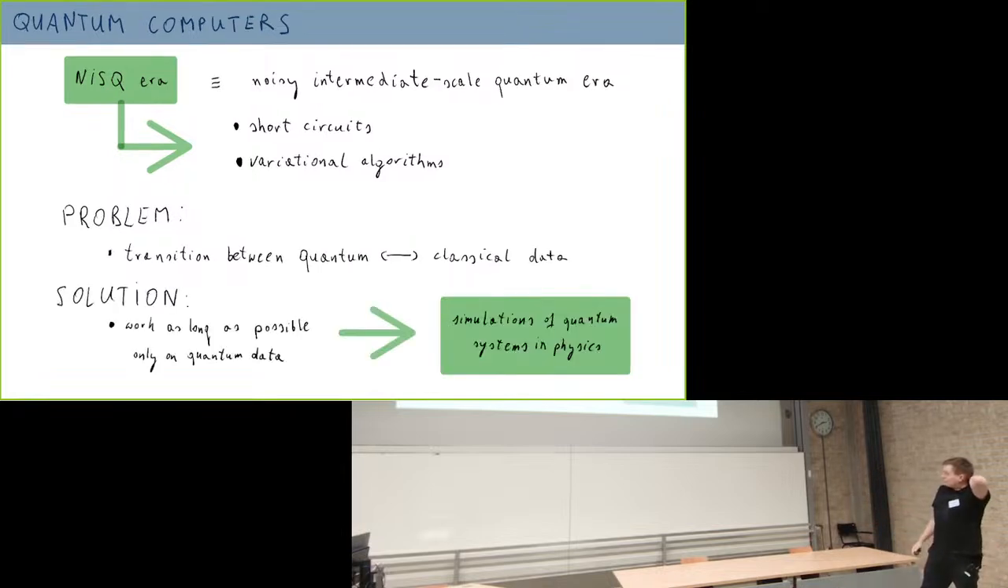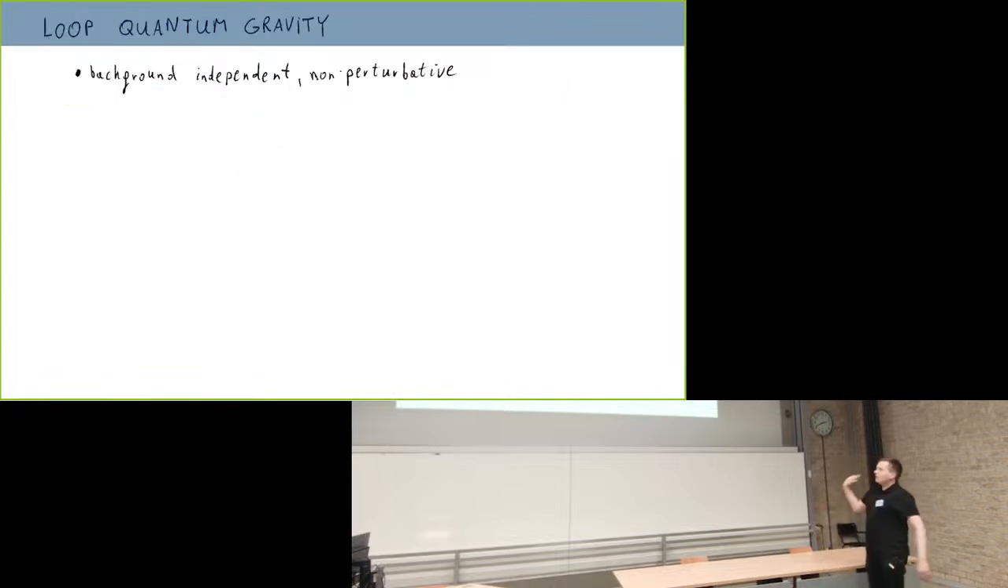So all of these things lead us to a conclusion. The solution to this problem is to work as long as possible using quantum data, not classical. And all of this leads us to the conclusion that one of the possible applications in the nearest future for quantum computers is simulation of quantum systems in physics. And we focus on loop quantum gravity, which, as was said here many times, is a background independent non-perturbative approach to quantum gravity.